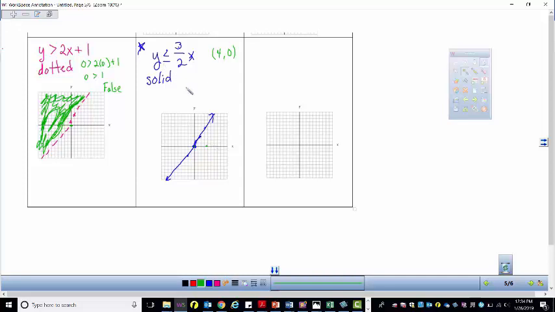So that means the y is 0. So here's my test point. The y is 0 is less than or equal to 3 over 2 times 4. If you forgot how to do this, you multiply. So 3 times 4 is 12. Divided by 2 is 6. So you get 0 is less than 6. Is that true? Is 0 less than 6? That is true. So because my test point was on this side of the line or below the line and it was true, then I shade where my test point was.